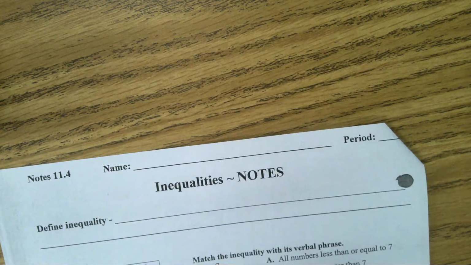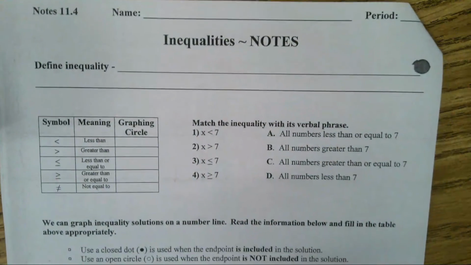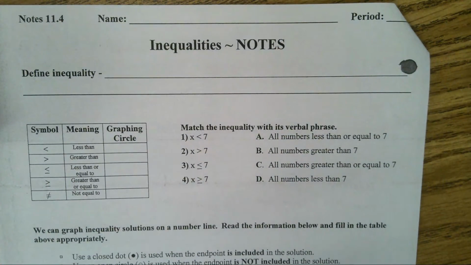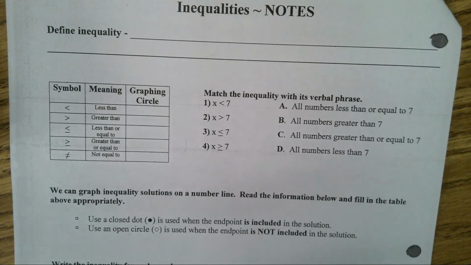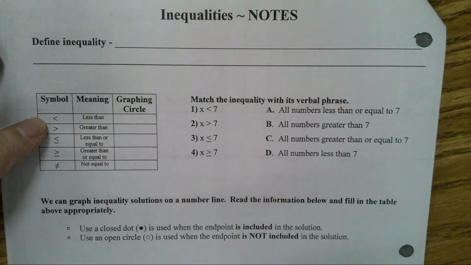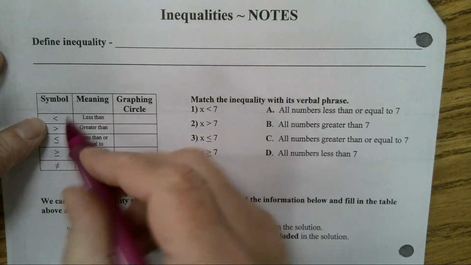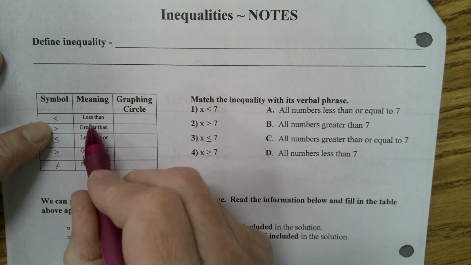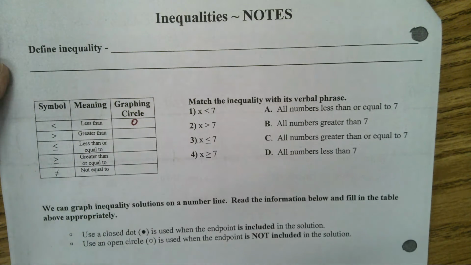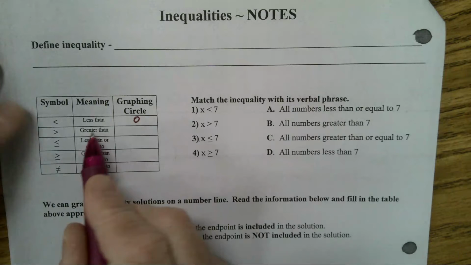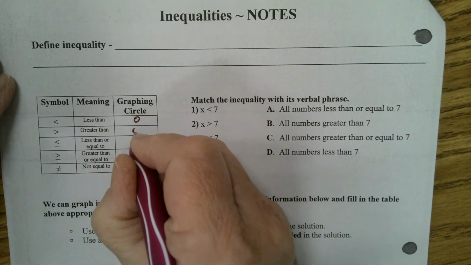All right, we've already defined what an inequality is. We're just going to skip that. If you want to, you can write the definition again. It's a mathematical sentence that compares quantities. But now I want you to know what you do when we graph it. This symbol means less than, and when you graph it, it's going to be an open circle. You'll see what that means in just a moment. Greater than, an open circle.